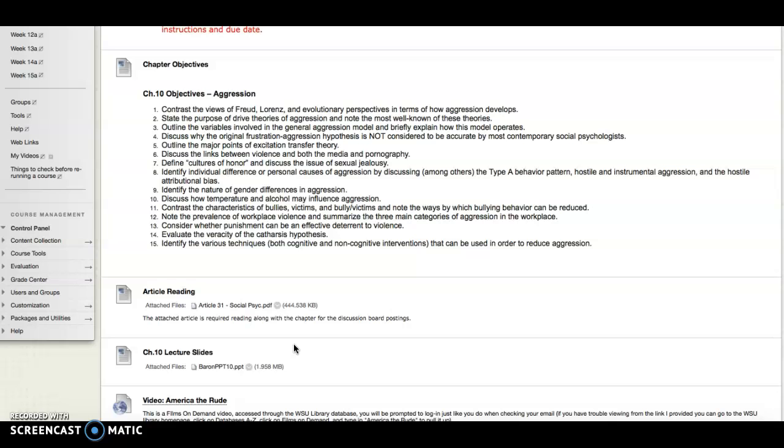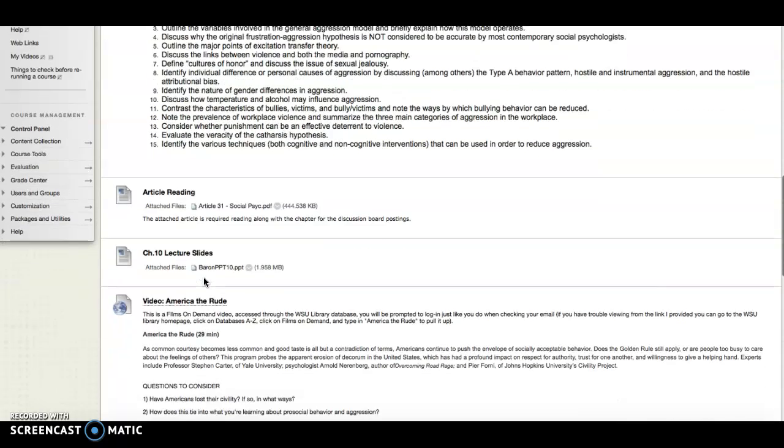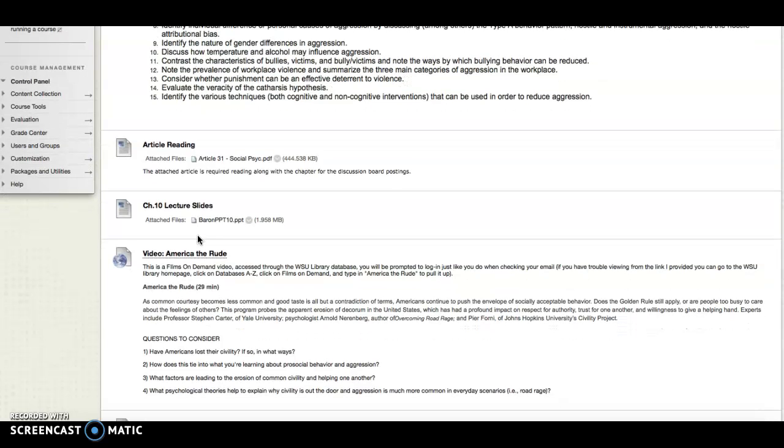So your article reading that goes along with all of this would be Article 31, and it's really going to dive into gender differences in aggression, and it's going to be tied to your discussion questions as usual for the week. But I also want you integrating in the lecture slides and Chapter 10 into the discussion posts. I noticed last week many people were not even touching on the book or the chapter, so make sure that you're integrating those in.